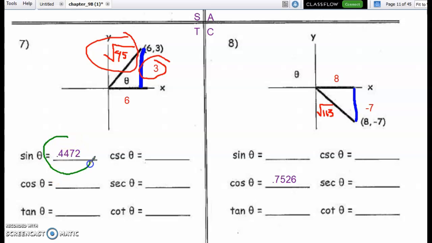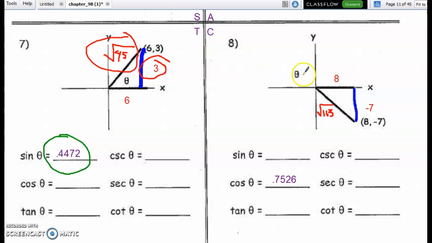And again, everything in the first quadrant. All Students Take Classes. All of these are positive. Every one of these is positive in the first quadrant. Just the sine, just the tangent, and just the cosine in quadrant 3. So I'm using this for an x and y axis.